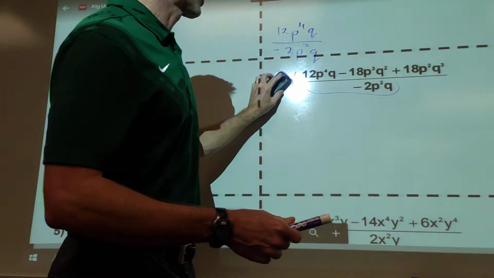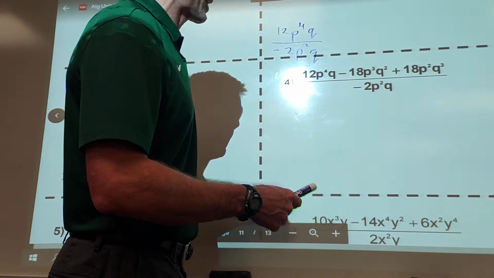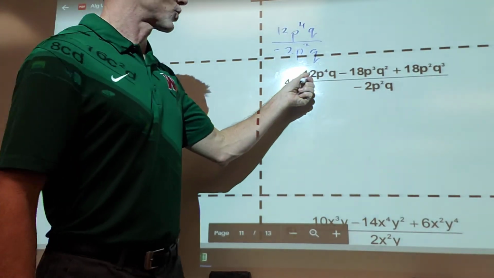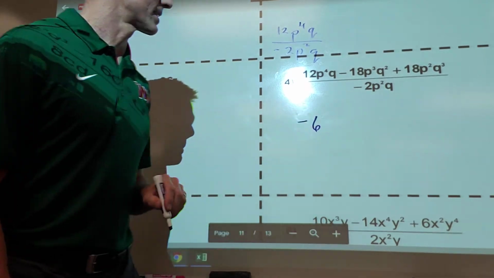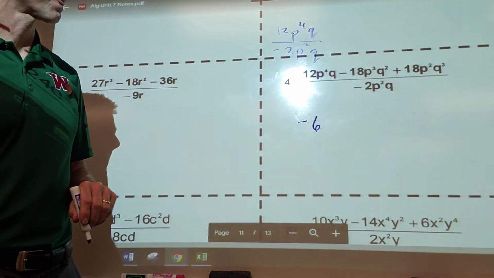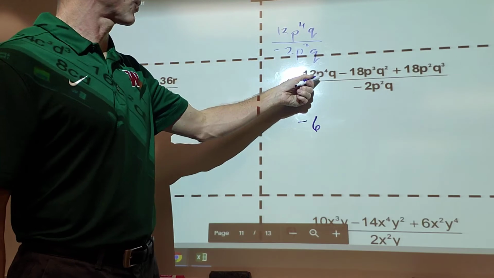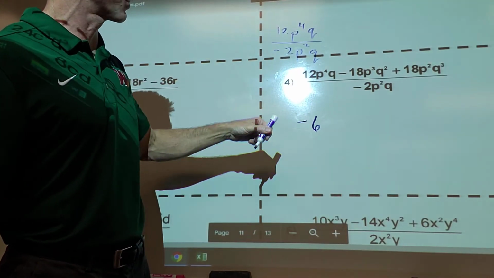Most of us will get to where we don't even have to rewrite that. So I'm just looking at this. 12 divided by negative 2 is going to give me negative 6. All right, now let's look at what happens right here. So we did 12 divided by negative 2 is negative 6.